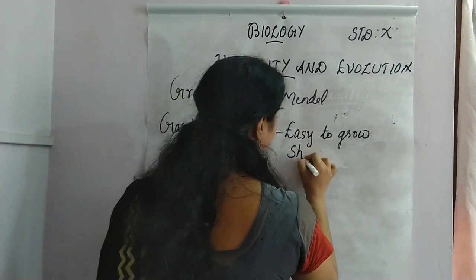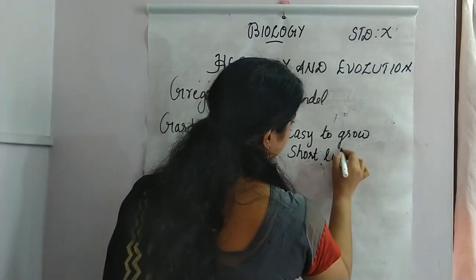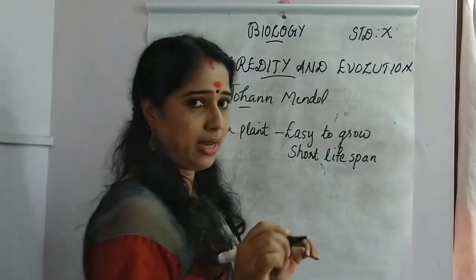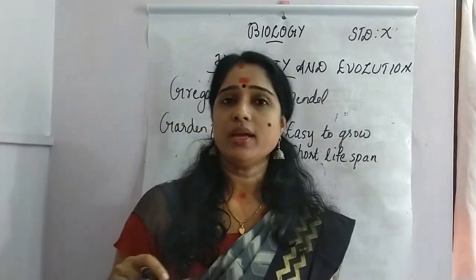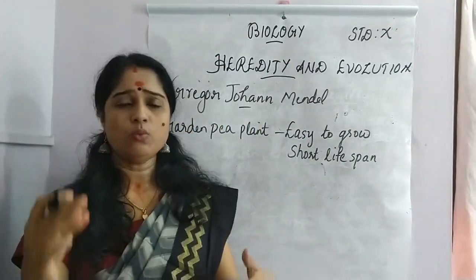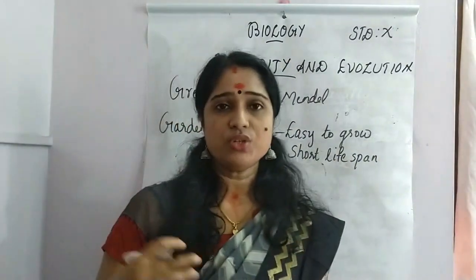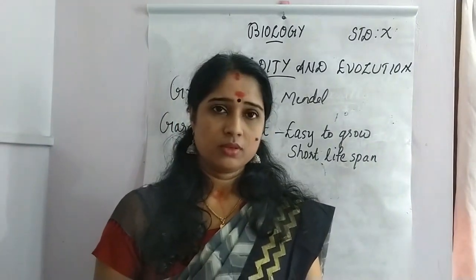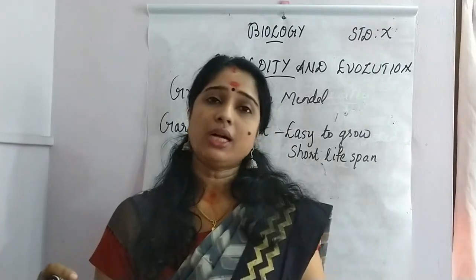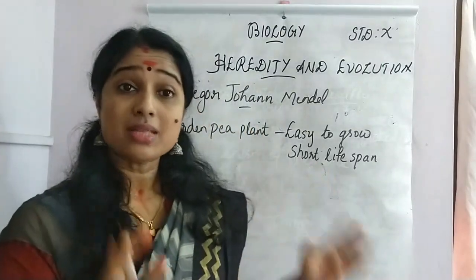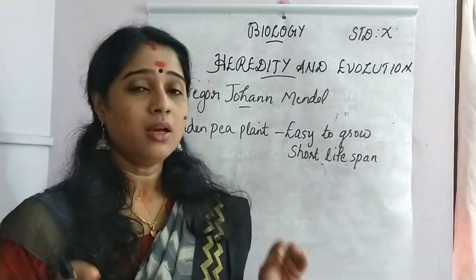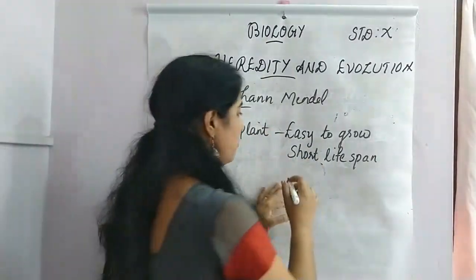Next one, short lifespan. Within 3 months after sowing, he would definitely get the harvest. So within 1 year, he used to get mainly 3 to 4 generations. So it's very easy to grow, with a short lifespan. It doesn't need even 1 year to grow. So the second reason is the short lifespan that made him select the plant.